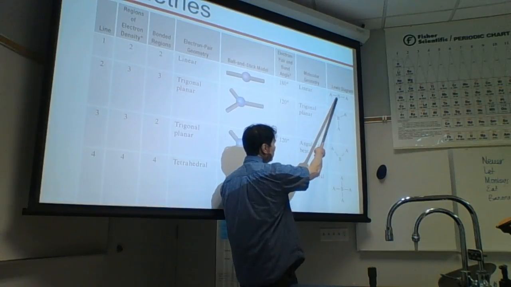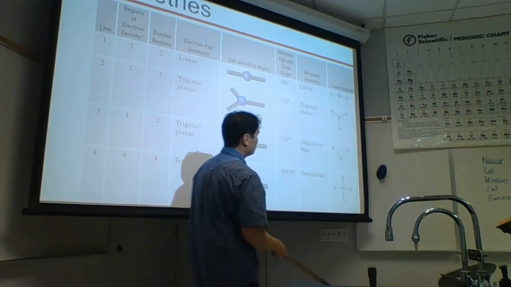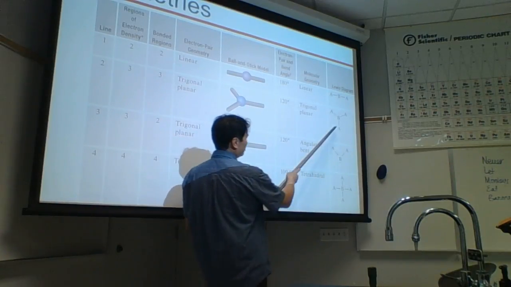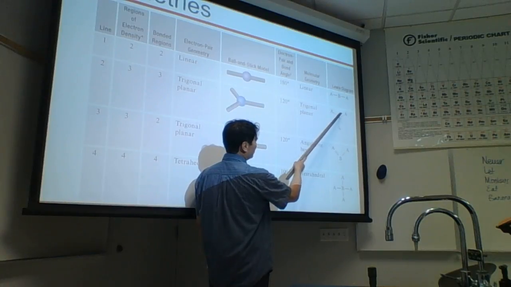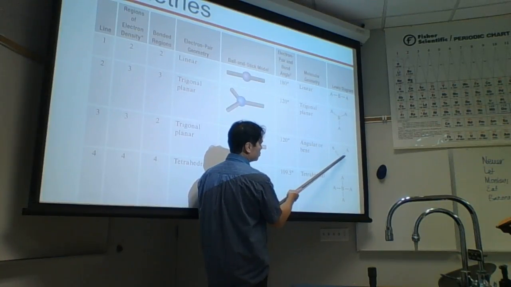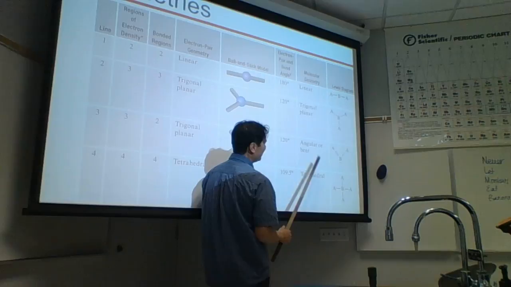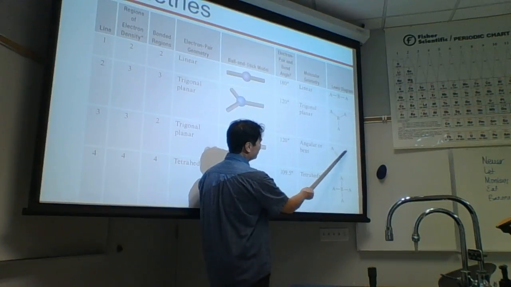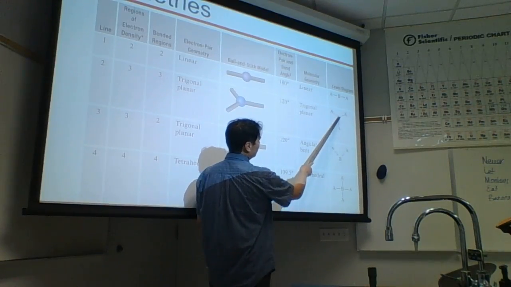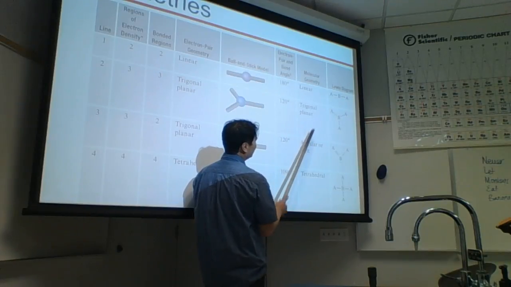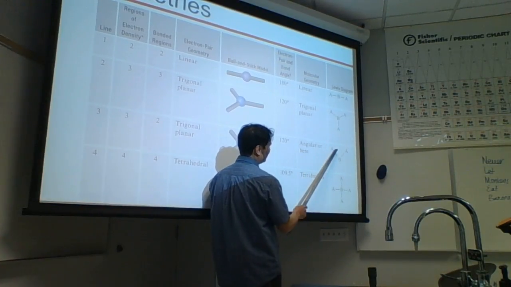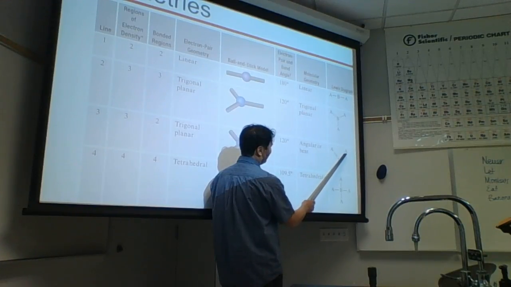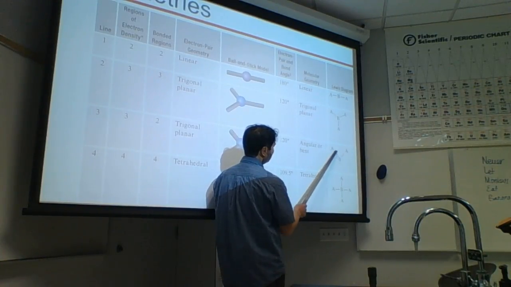There's no lone pair here. But the group geometry, the electron geometry, is trigonal planar in both of these. See, this is trigonal planar electron geometry. This is a trigonal planar electron geometry. However, when we look at the atoms, they have a different arrangement. This is a trigonal planar arrangement of atoms, but this is what we call an angular or bent arrangement of atoms.